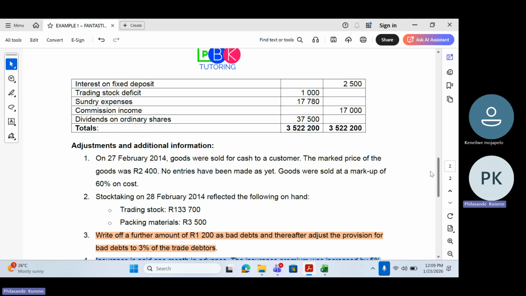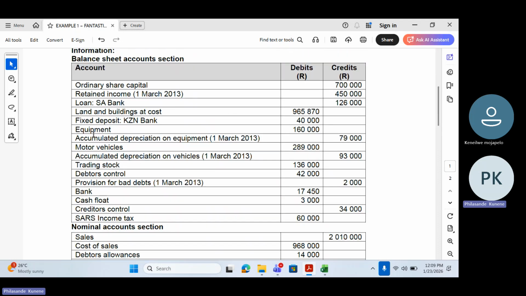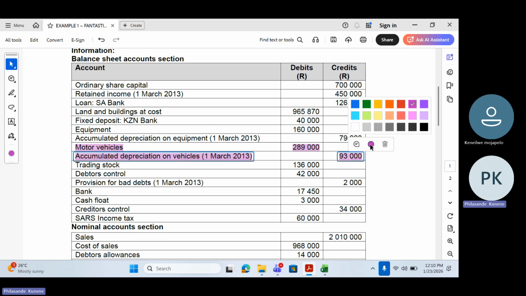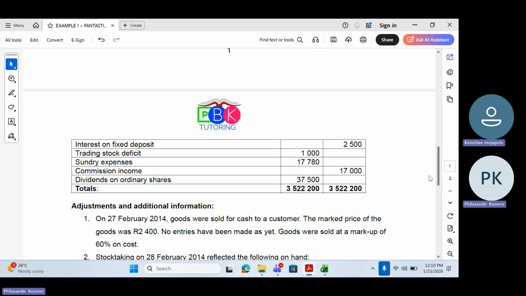Before that, let me just go and check our vehicles on our trial balance. What we have here, if you look, for motor vehicles, we have 289,000 as the cost price. Can you see that? Yeah. And then we have accumulated depreciation of 93,000, which is as at 1 March 2013. So let's start calculating the depreciation for motor vehicles first before we go to equipment. Are you okay with that? Yeah.